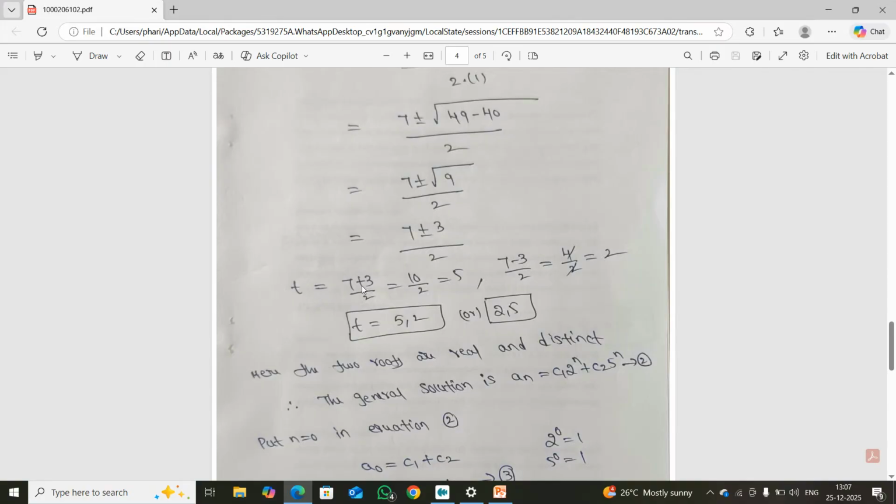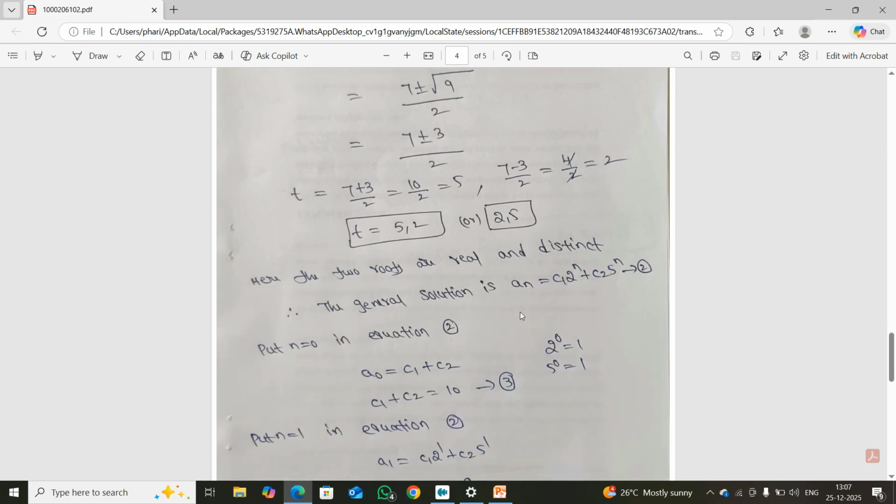Here t equal to 7 plus 3 by 2, that is equal to 10 by 2, t equal to 5, or 7 minus 3 by 2 equal to 4 by 2, equal to 2. Here the roots are t equal to 5 comma 2, or t equal to 2 comma 5.